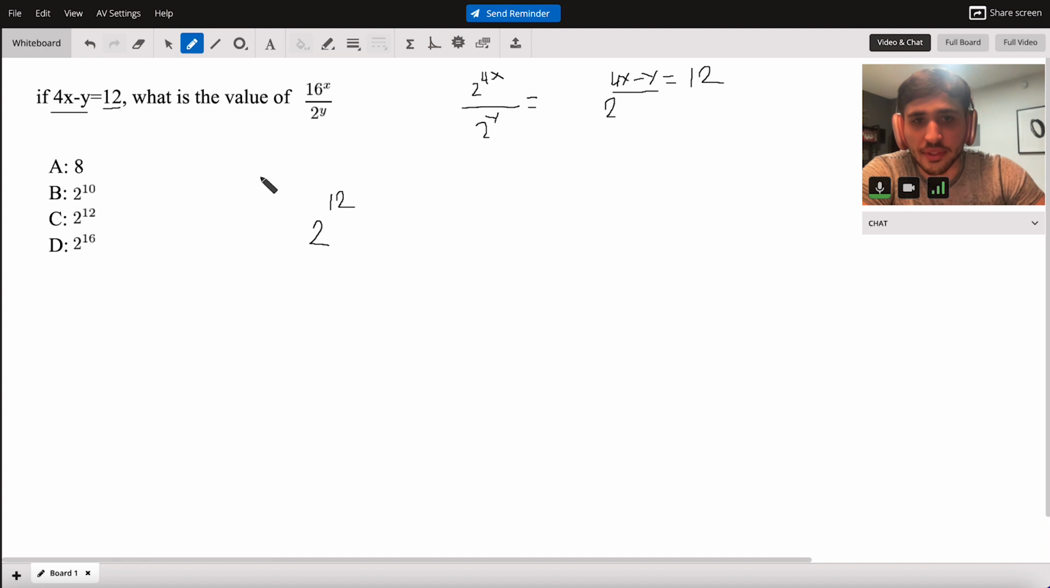Let's look at the answer choices. A is 8. That's not what we got. B is 2 to the power of 10. We didn't get that either. C is 2 to the power of 12. Ding, ding, ding! That's our answer. Let me circle it in. And we're done.